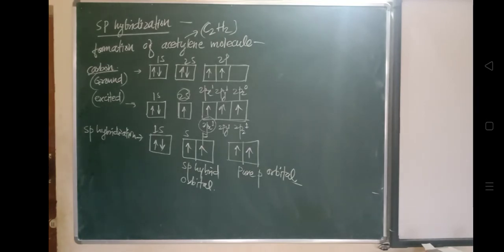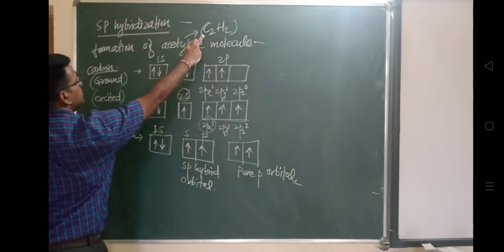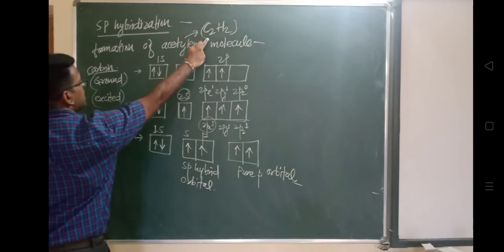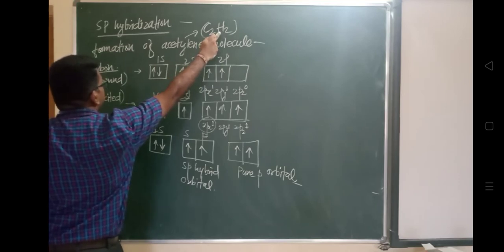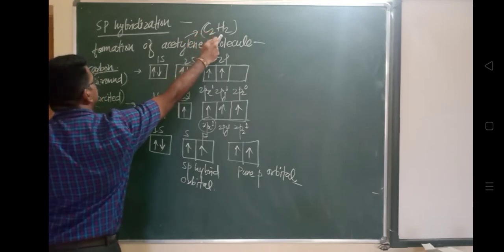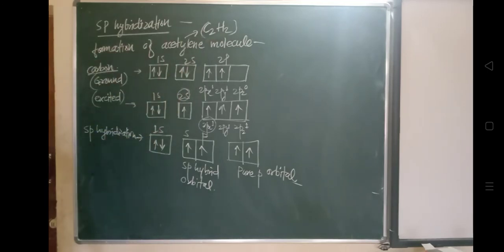This is the 2s orbital, and it will get attached with any one, suppose in the x direction. So we show it in the x direction. Suppose this is the x direction. It will merge like this. Consider this is px. It will get merged.